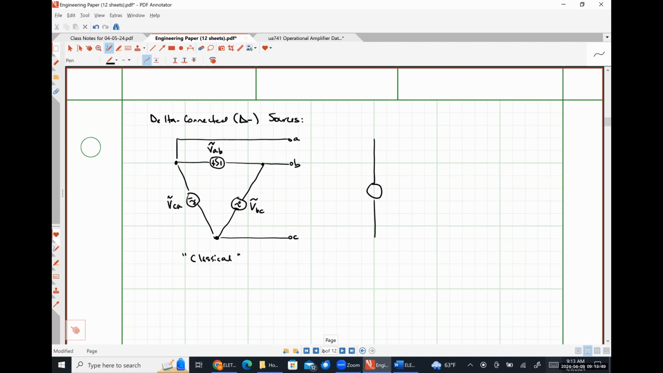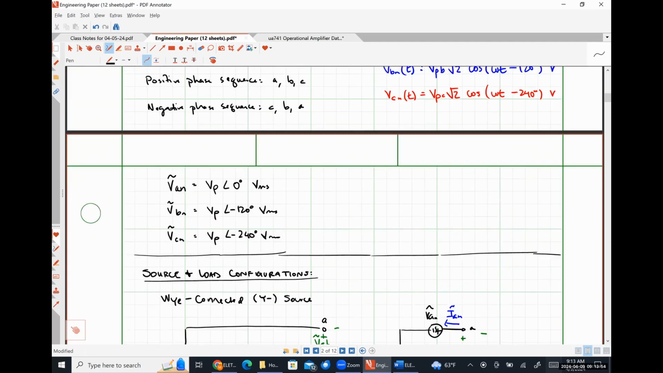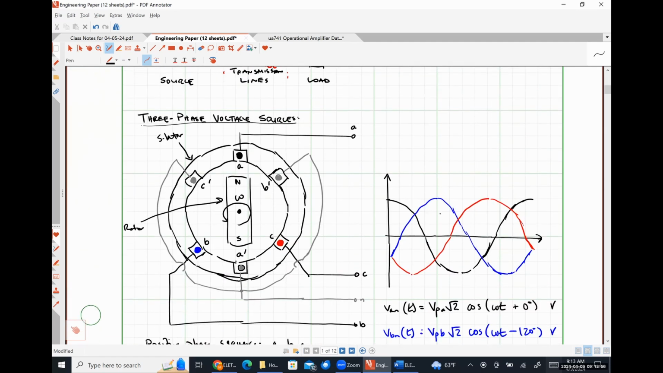You don't get three phases out of one. So let's go back to the voltage source that we physically drew here, right? So I have, so this would be what's called a three phase, so this would be two pole. Right.